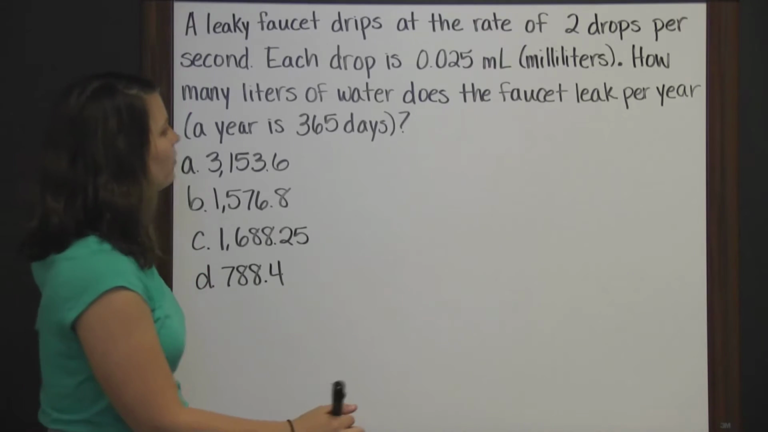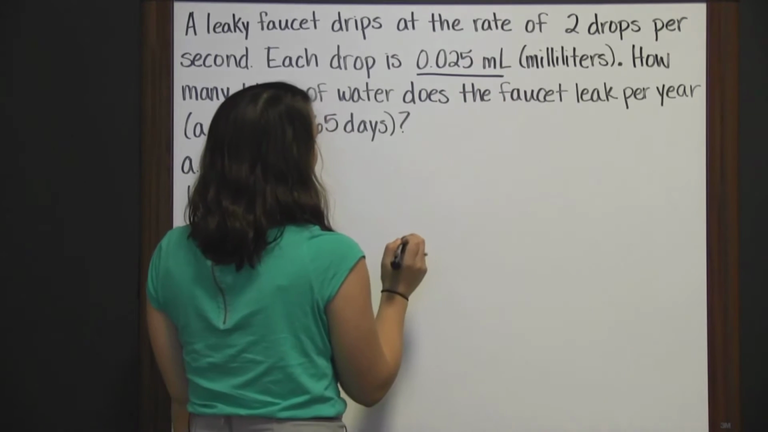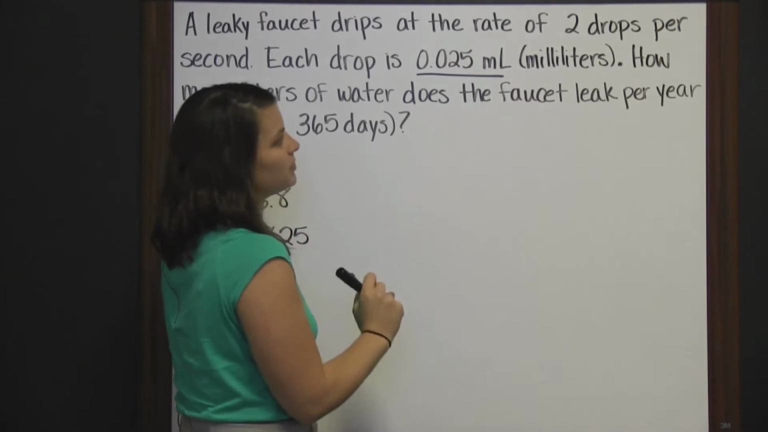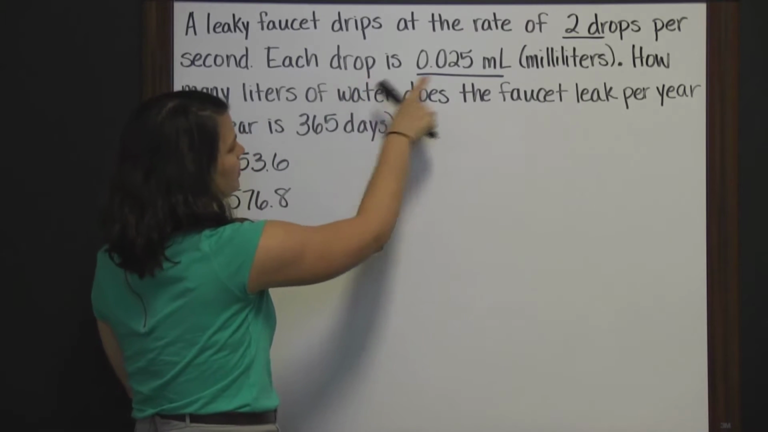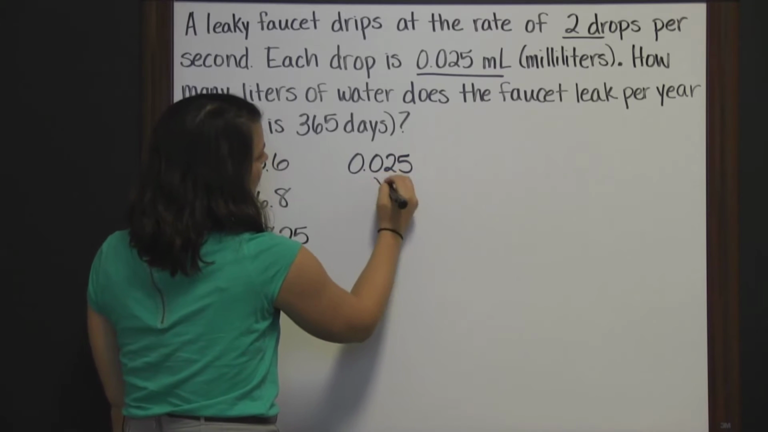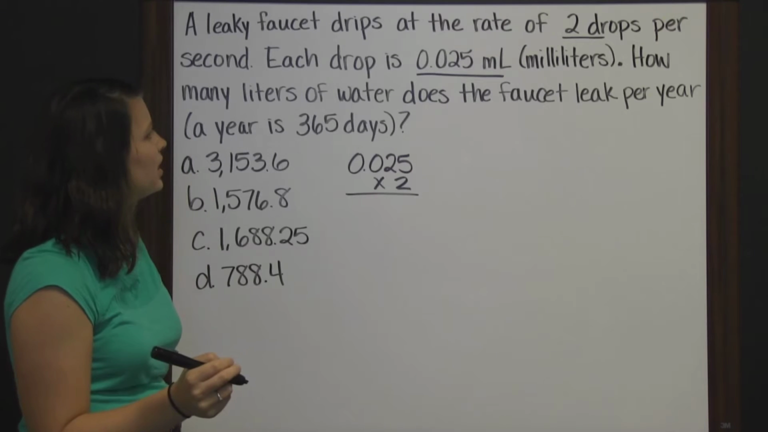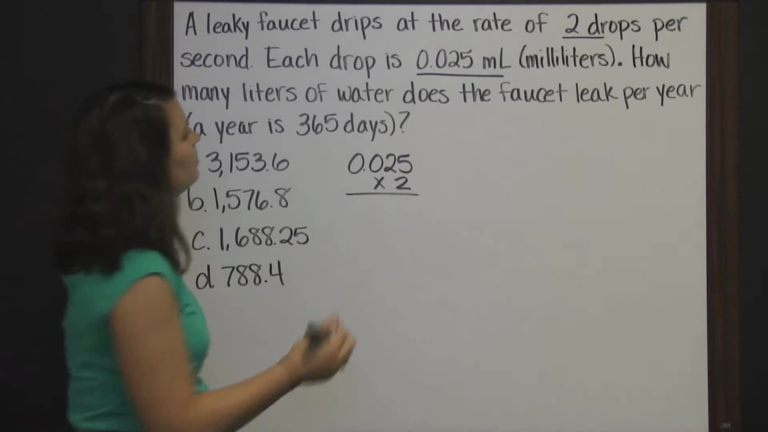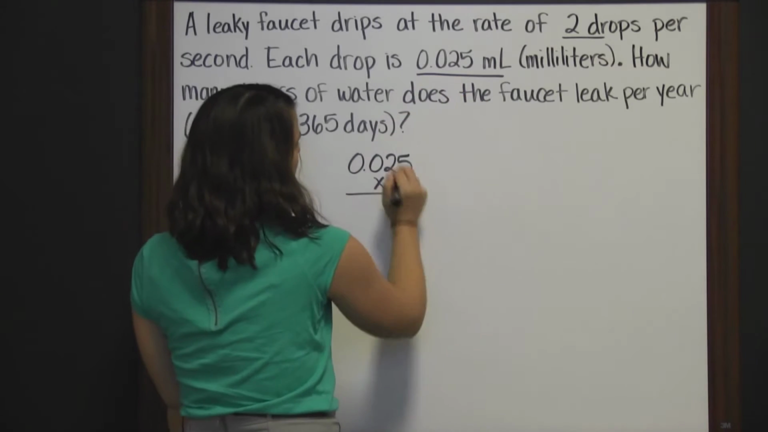So I'm going to start with this 25 thousandths milliliters, because it says it drips at a rate of 2 drops per second. But each drop is 25 thousandths milliliters, so I need to multiply that times 2 to figure out how much water is in drips each second, because it drips 2 drops per second.